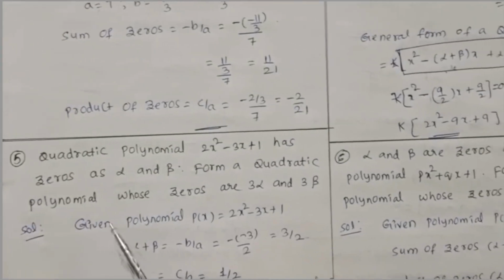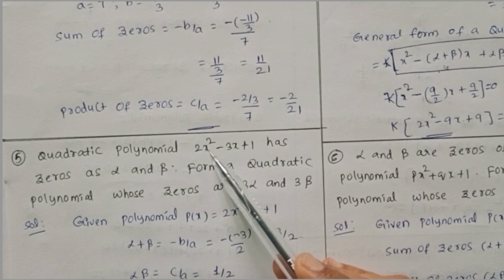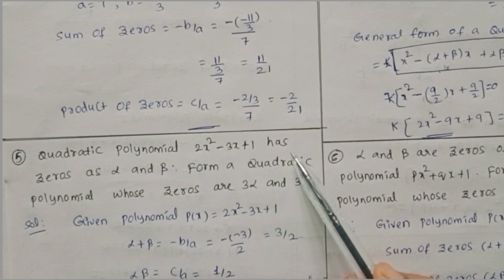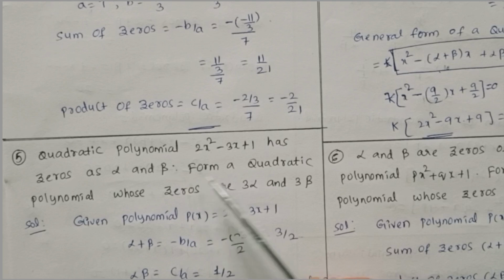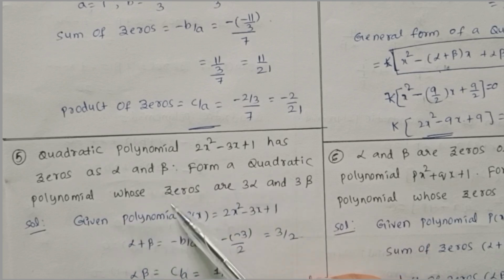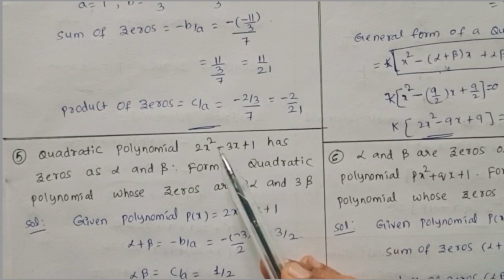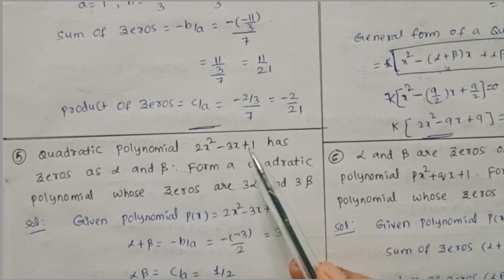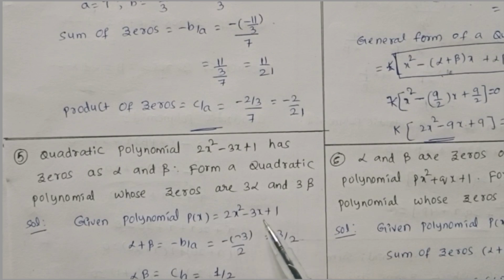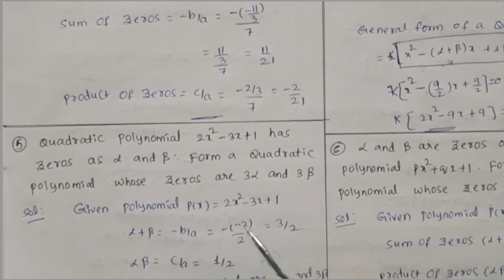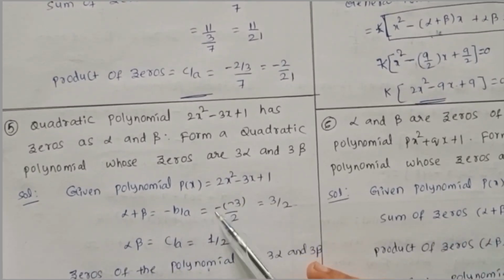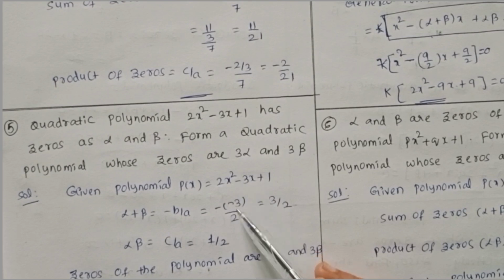Next question. Fifth question. Quadratic polynomial 2x square minus 3x plus 1 has zeros as alpha and beta. Form a quadratic polynomial whose zeros are 3 alpha and 3 beta. See, in this question, the given quadratic polynomial is 2x square minus 3x plus 1. Find the alpha plus beta value and alpha beta value from the equation, that is minus b by a. Minus of b value is minus 3, a value is 2. So that becomes 3 by 2.